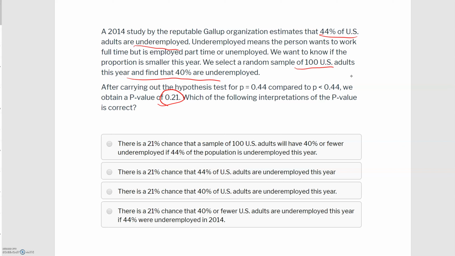Well, the definition of the p-value based on this is to say there is a 21% chance that a sample of 100 U.S. adults will have 40% or fewer underemployed individuals if 44% of the population is underemployed this year, so if it comes from that population. And that's just the definition of a p-value.